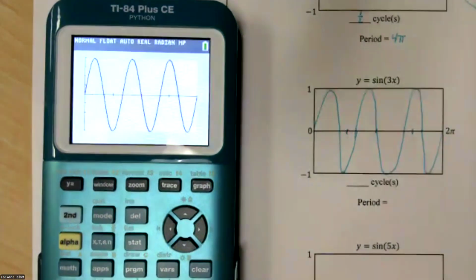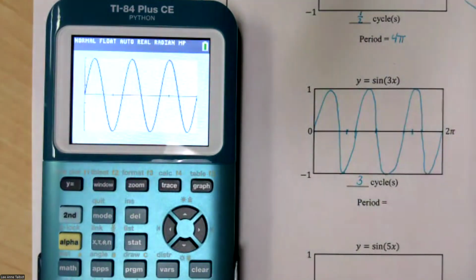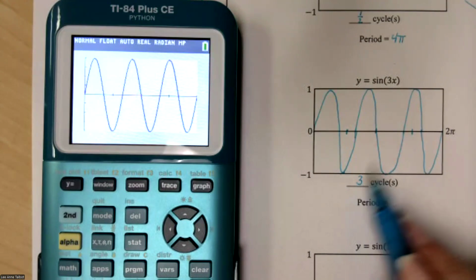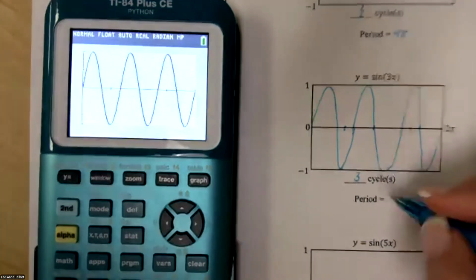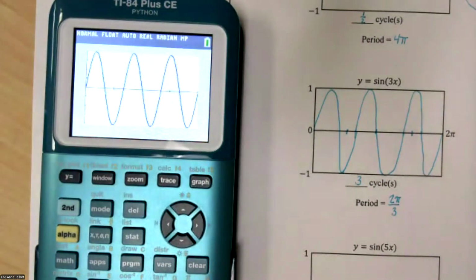That is a skill I didn't know I needed in life. Okay, so it goes 3 cycles every 2 pi. So the period is 2 pi divided into 3 cycles. Mine looks terrible, but my last year's one looks worse. So I think I improved.